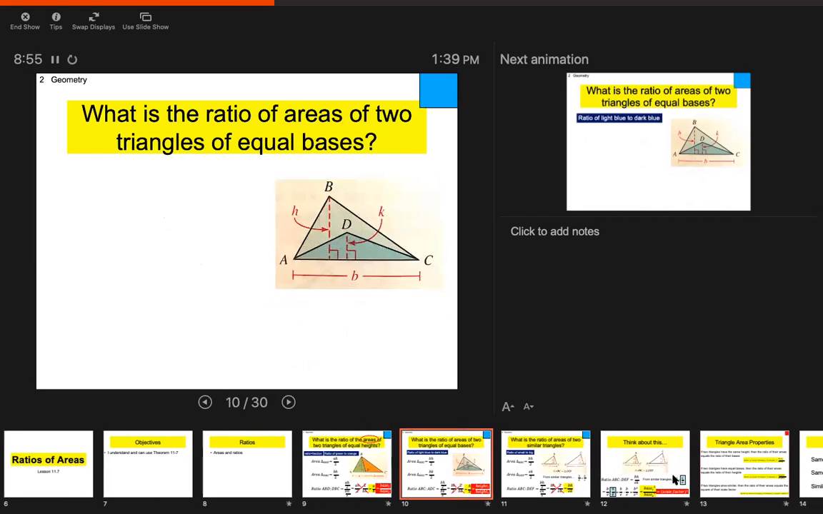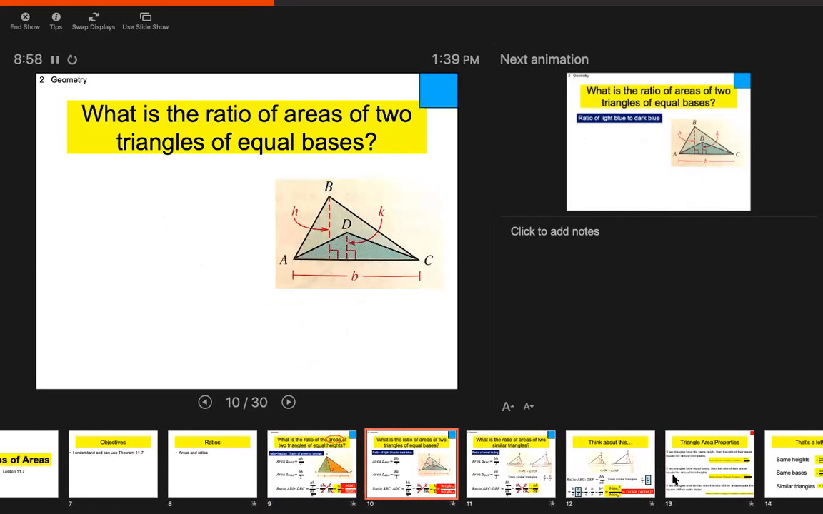Okay, same thing. I got 2 triangles. This time I don't have the same heights. I have the same base. This dark one has a base of AC. This lighter one has a base of AC. Can you see that? Yep. They both share the same base. So what's the ratio of areas of 2 equal bases? Now you can see the trick. H times B and K times B over 2. So it's 2H over K.